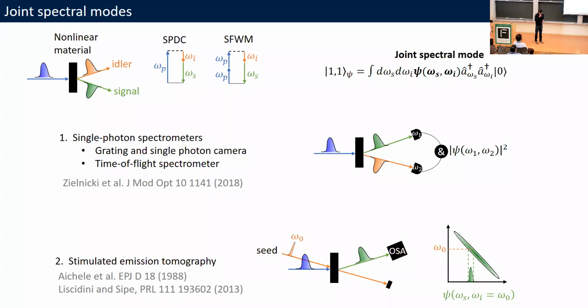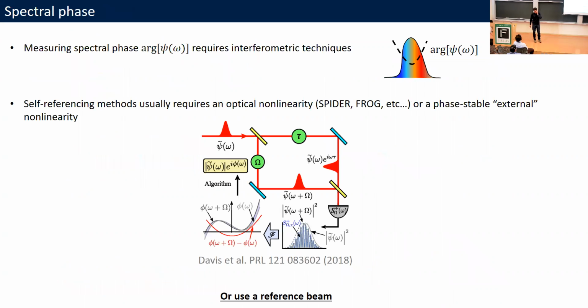Both these measurements are lacking phase information, and phase is a lot harder to measure. You need some sort of interferometric technique. It's a very well-studied problem in classical optics. If you try to do it in a self-referencing manner, so you don't have an external reference pulse, you need some sort of optical nonlinearity. Obviously, this is very difficult to do with single photons.